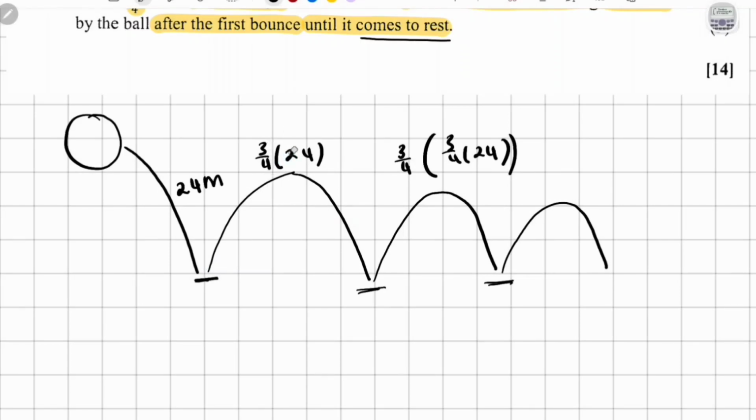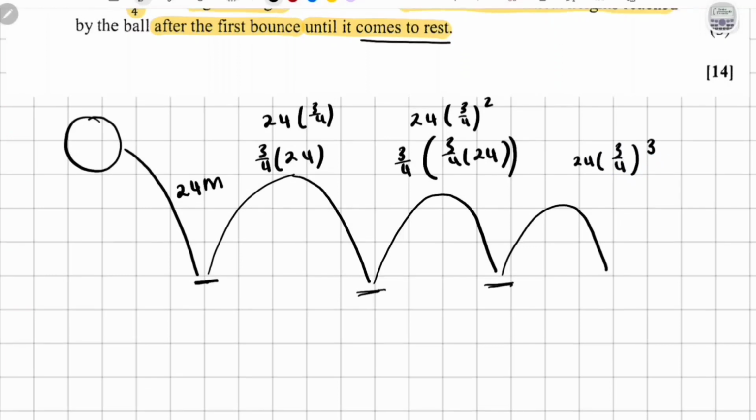Now, because I can see that 3/4 is a ratio that keeps being multiplied here, this is how I can rewrite this. Instead of writing it like this, I can just say 24 multiplied by 3/4. Then this one, I can say 24 multiplied by, do you notice that there are two 3/4s? Brackets just mean to multiply. So I could just say 3/4, because there's two of it, squared. Then the next one would have been 24 times 3/4 to the power of 3, and so on.